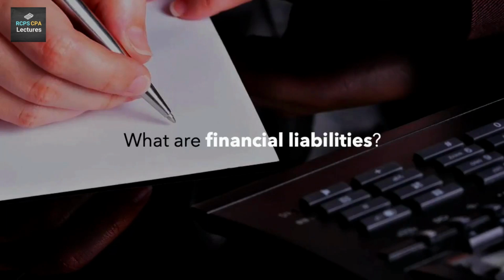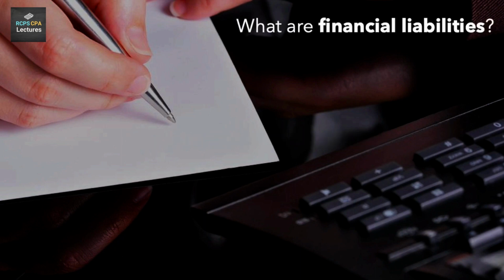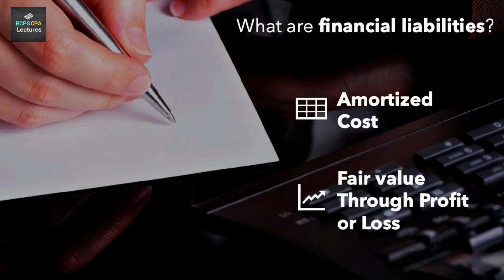What are financial liabilities? Financial liabilities are contractual obligations to deliver cash or another financial asset to another party. According to International Financial Reporting Standards 9, or IFRS 9, financial liabilities are classified as either measured at amortized cost or measured at fair value through profit or loss.